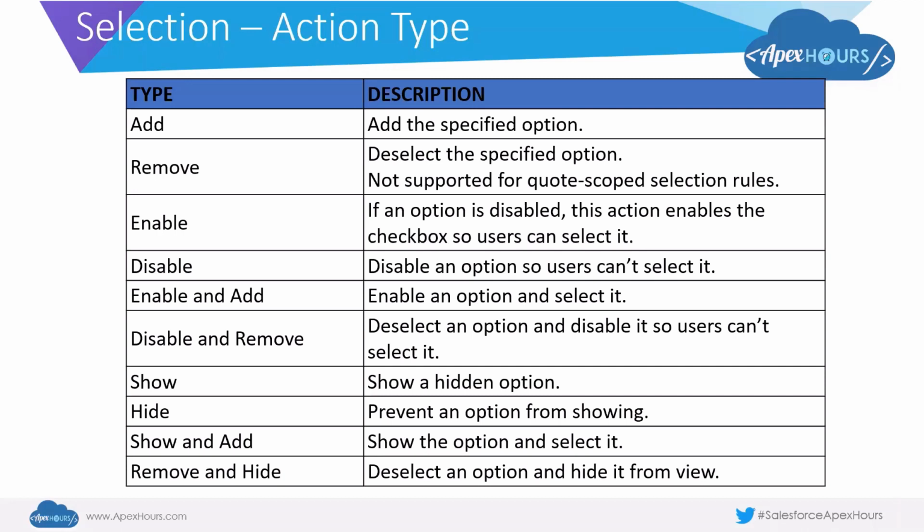And the last one, remove and hide, this would deselect an option and hide it from the view. If we just pick hide, it will only hide the visibility of the option. If the user had already selected it before the product rule fired, then it will remain selected behind the scenes and will only not be visible and would not be removed. So if you want to hide and remove, choose this option carefully. So these are the different available action types that we could see for the selection rules.